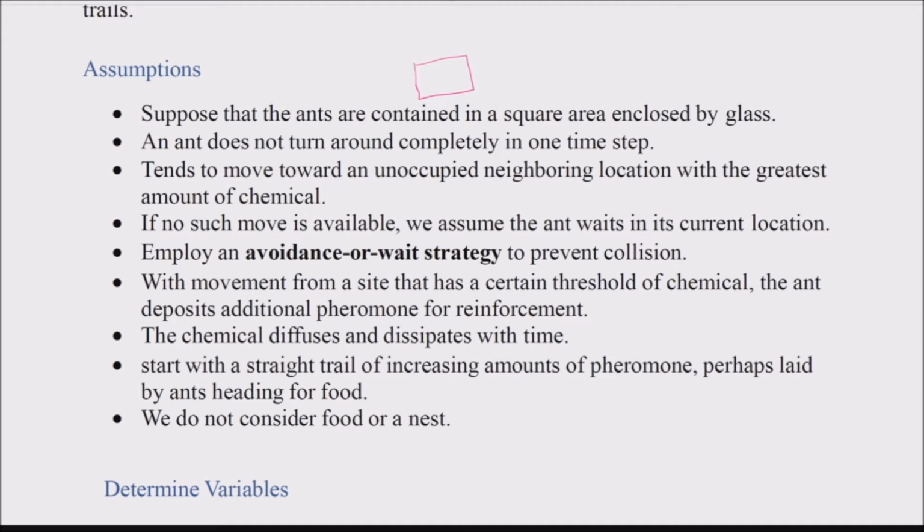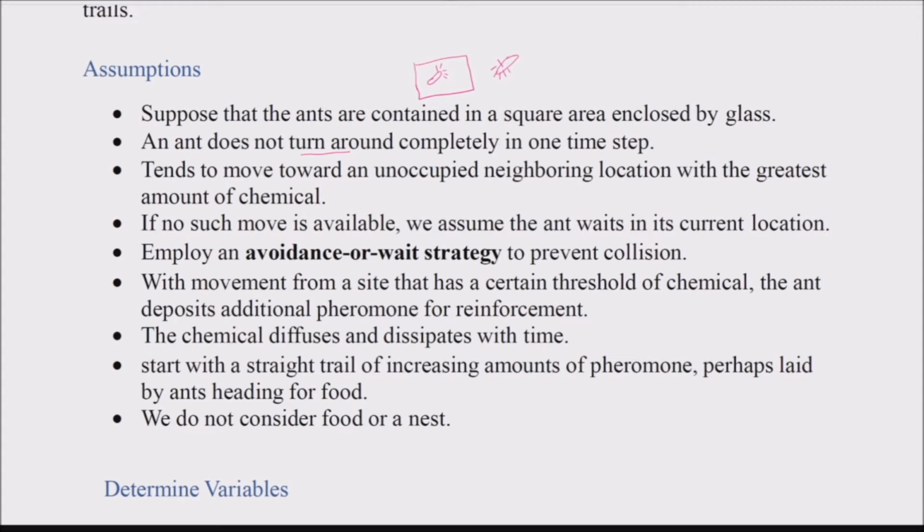Ants do not turn completely in one time step. If the ant is like this, and this is his head, let's say, we do not consider that the ant would turn completely, for example turning backward like this. That is not going to happen in one time step. Either left or right they will turn, but not all the way back. So this is what does not turn around means: moving from one side to the other all the way.